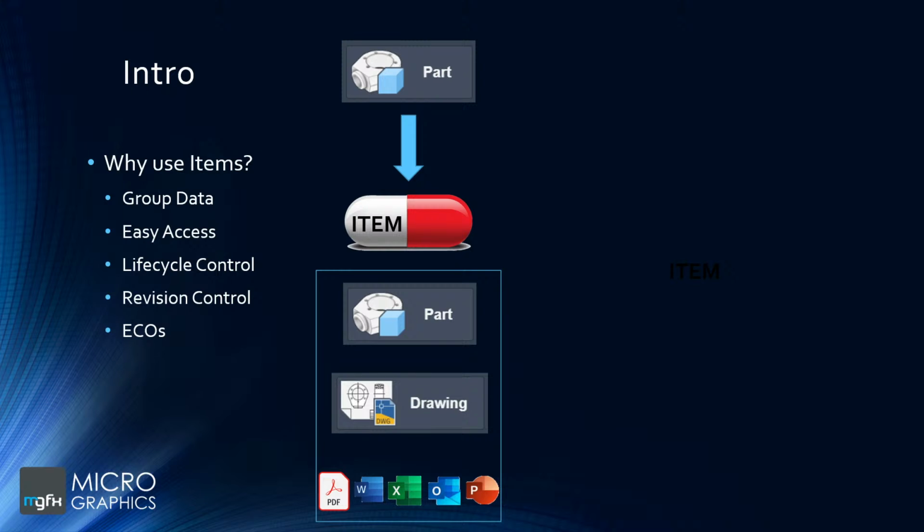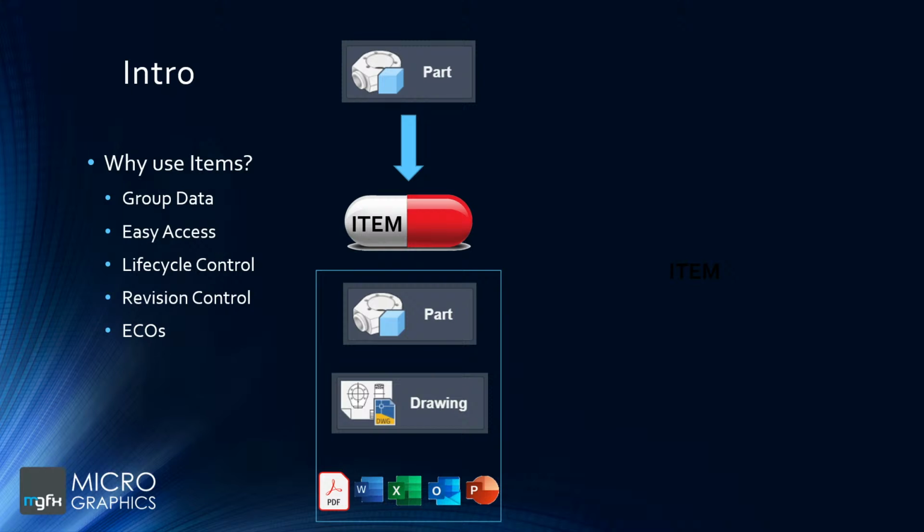Could be things like work process or process documentation, work instructions, quality control checks, any documentation like that could be added to the item. It could be an animation showing how the assembly was put together, if it was an assembly. And so that allows you to group that data and easily access that data.